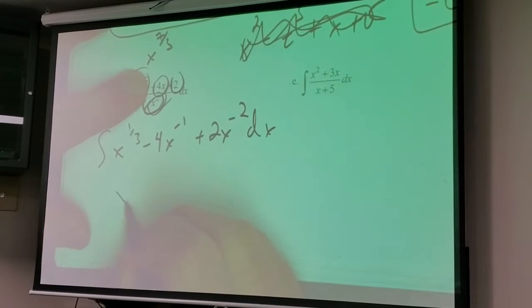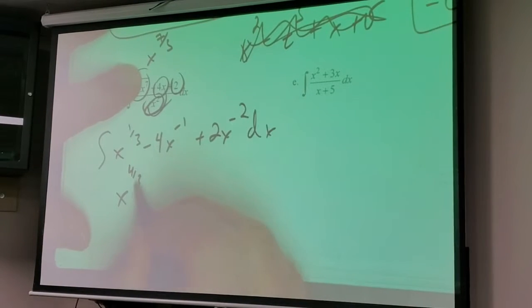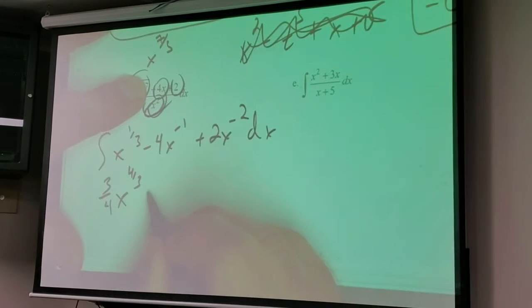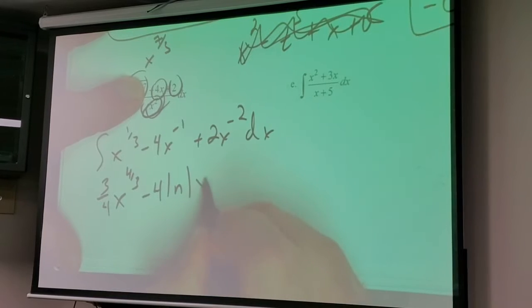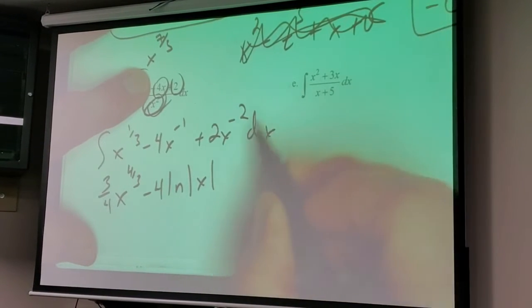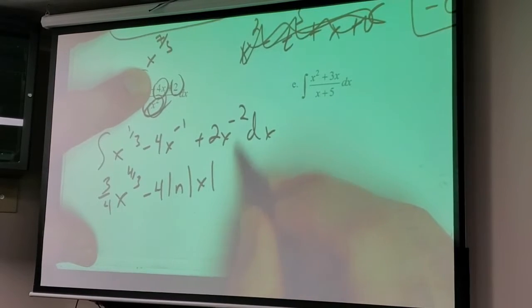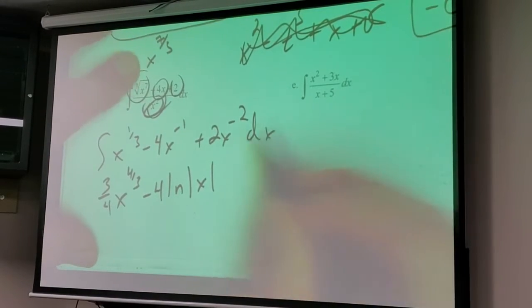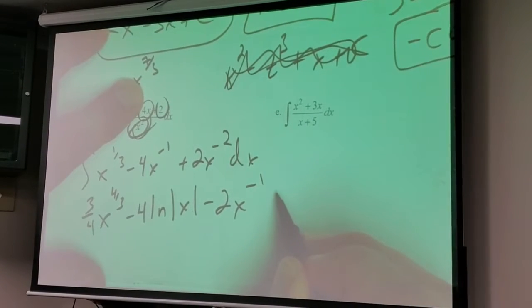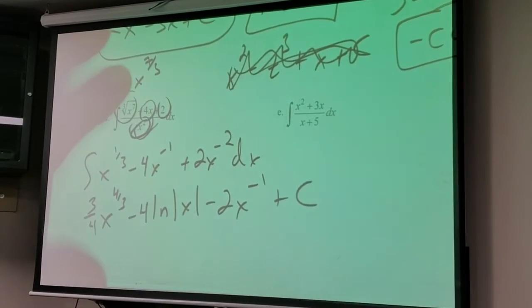And now what do I get? X to the 4/3, and what goes out front? The reciprocal of that result. And of course this, I've written it kind of weird, but what is this? The absolute value of x. And then this, we just did it basically, right? So isn't it minus 2x to the negative 1 plus c? There it is.